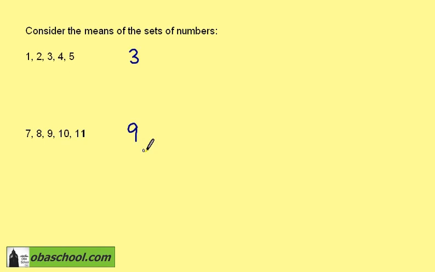If we look at the two sets of numbers, the second set is produced by adding 6 to each number in the first set. The means also differ by 6 in the same way. If we have two sets of numbers, with the second set a fixed amount more than each of the numbers in the first set, the means will differ by this same fixed amount.